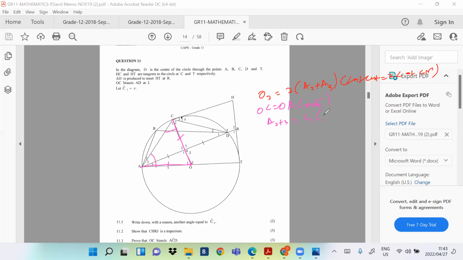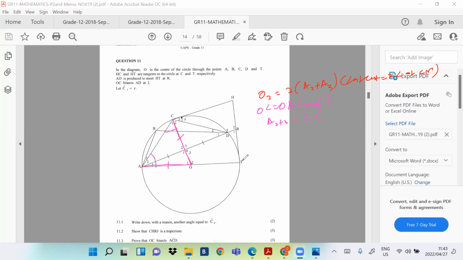OT is a radius, yes, but it won't help us. The only thing is it will only give us a diameter, which at the moment is not really going to help us. You see, that's a radius, that's a radius. It's not really going to help us. Okay, so that's what I can see at the moment.